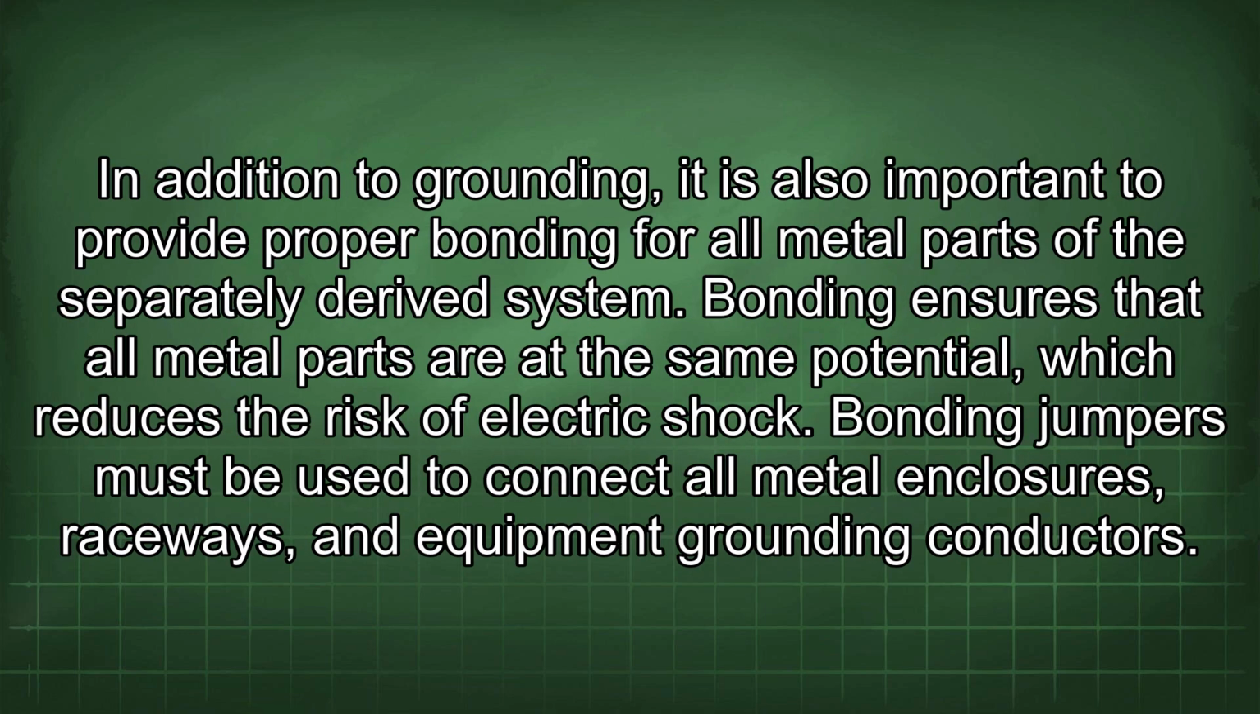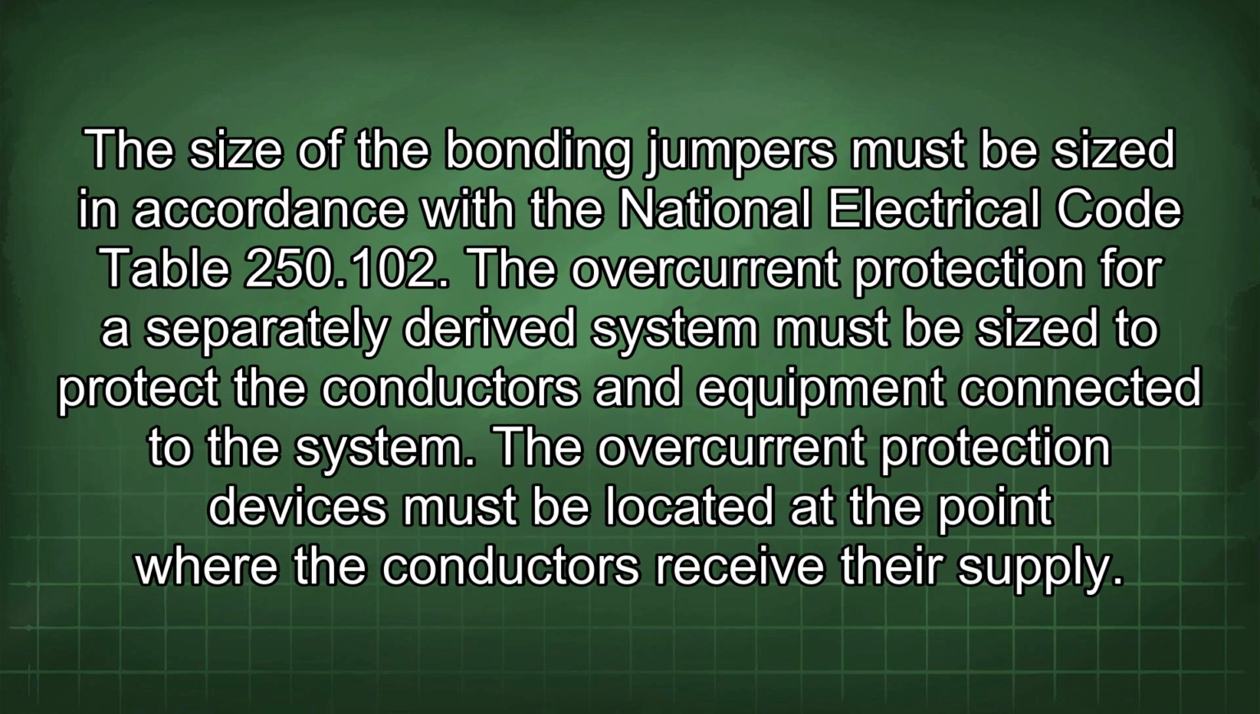In addition to grounding, it is also important to provide proper bonding for all metal parts of the separately derived system. Bonding ensures that all metal parts are at the same potential, which reduces the risk of electric shock. Bonding jumpers must be used to connect all metal enclosures, raceways, and equipment grounding conductors. The size of the bonding jumpers must be sized in accordance with the National Electrical Code Table 250.102.